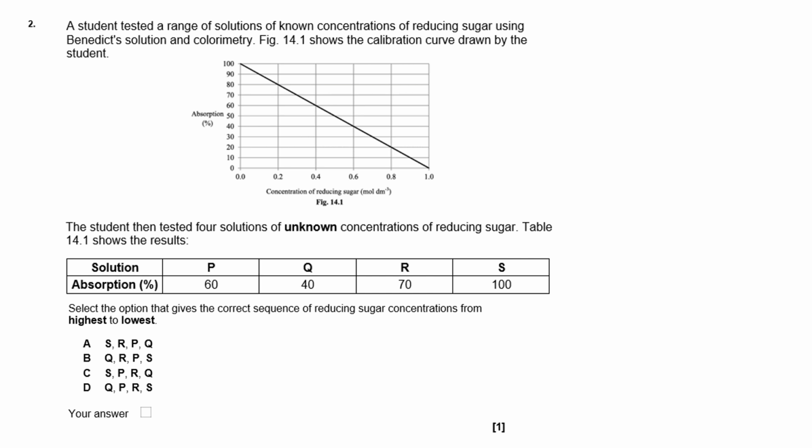The question is, which of the rows, A, B, C, or D, shows the correct sequence of sugars from highest concentration to lowest? Remembering a very high concentration has an absorption of 0, looking at P, Q, R, and S, the lowest number is 40. So that, Q, will be the most concentrated, followed by P, which is 60. The next one is R with 70, and the weakest sugar is S, at 100%. So the correct answer is QPRS.